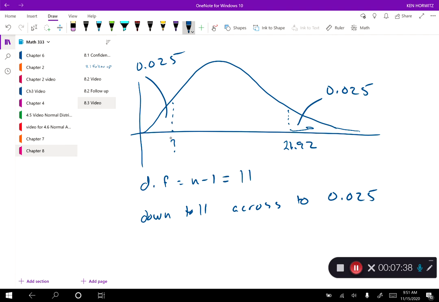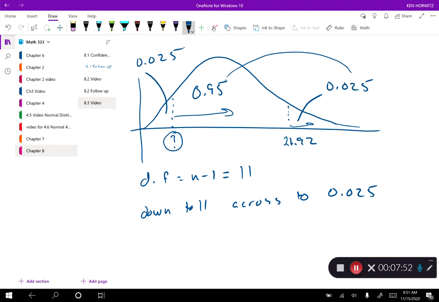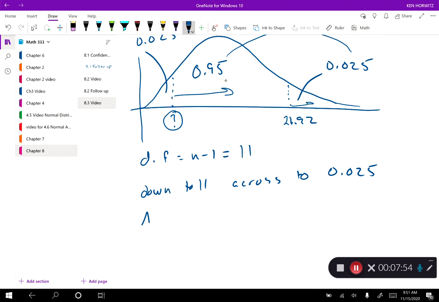Now to get this one right here, we need, again, area to the right. So this is 0.95. I'm going to add that to my 0.025 to get an area of 0.975, and degrees of freedom were 11 once again.